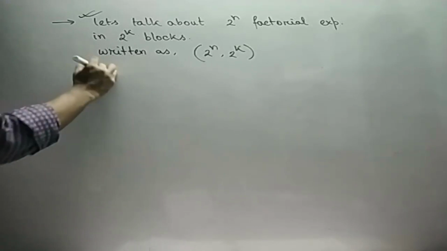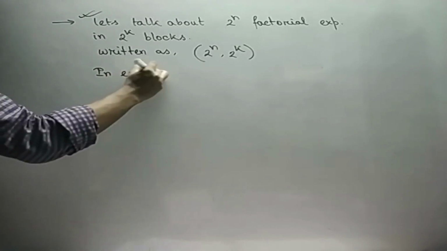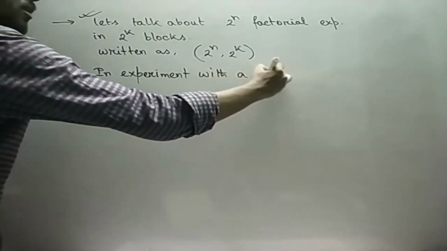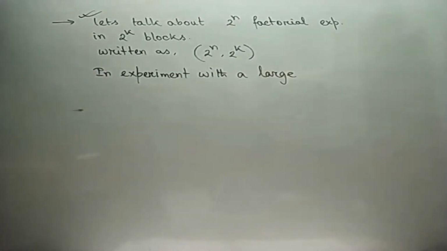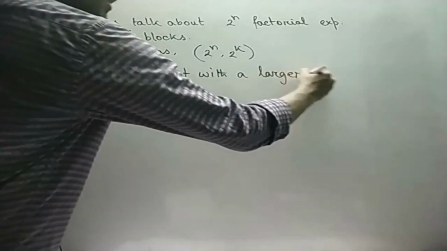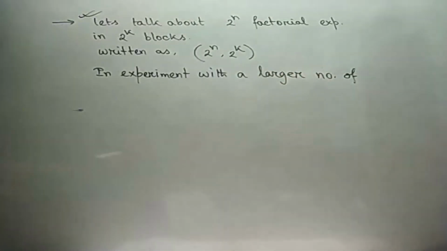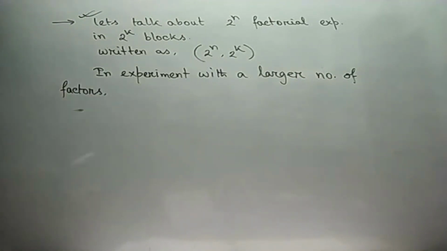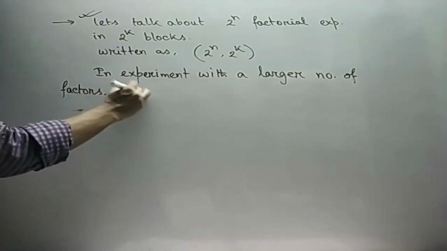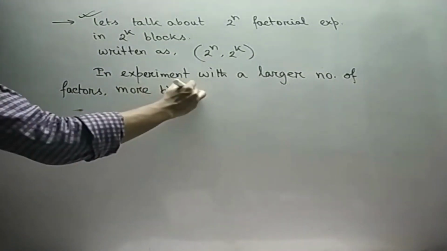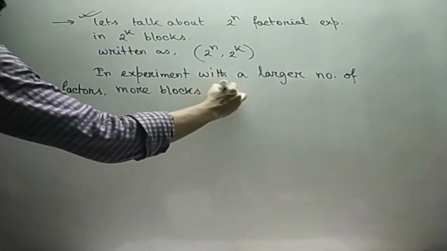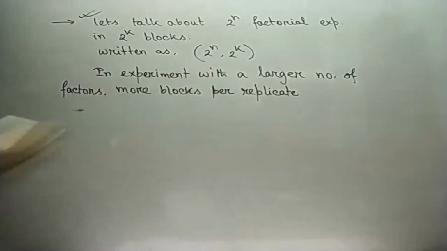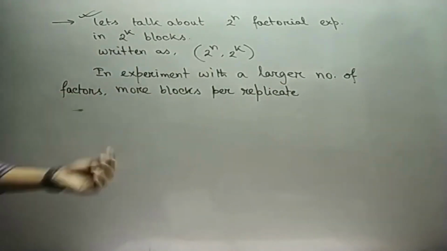So in an experiment with a larger number of factors, more blocks per replicate are needed. That means in a single replicate we need more blocks.